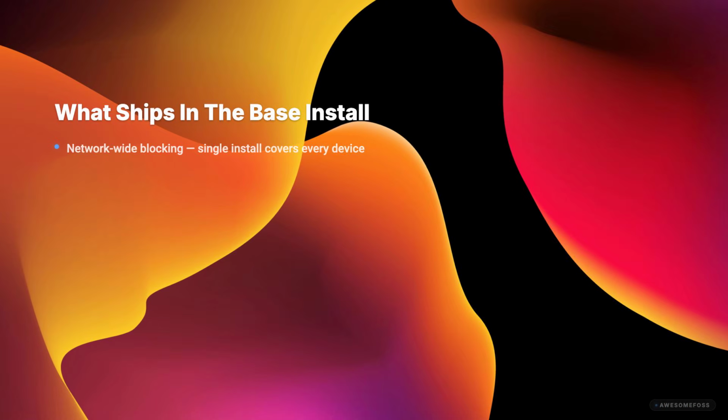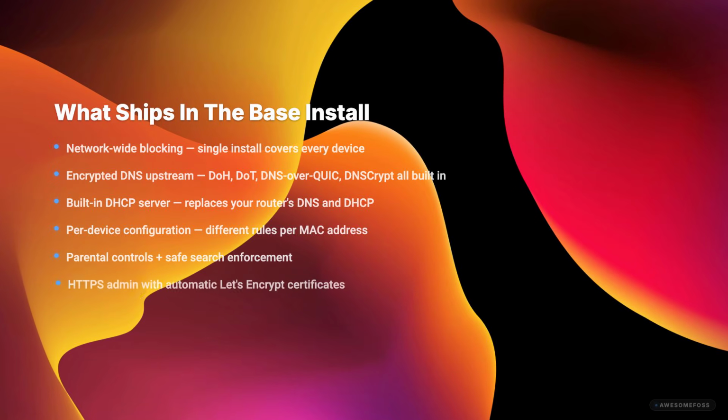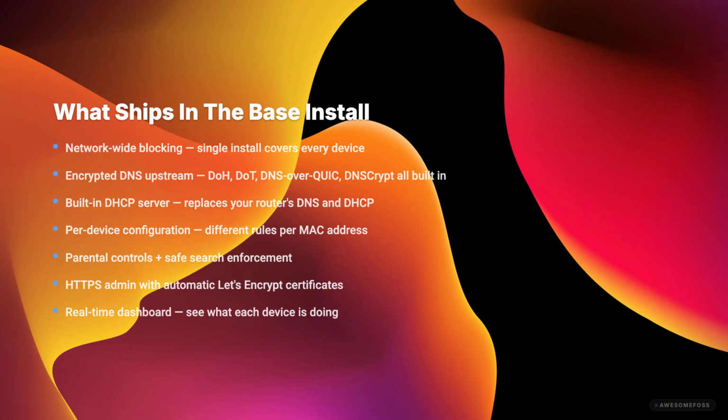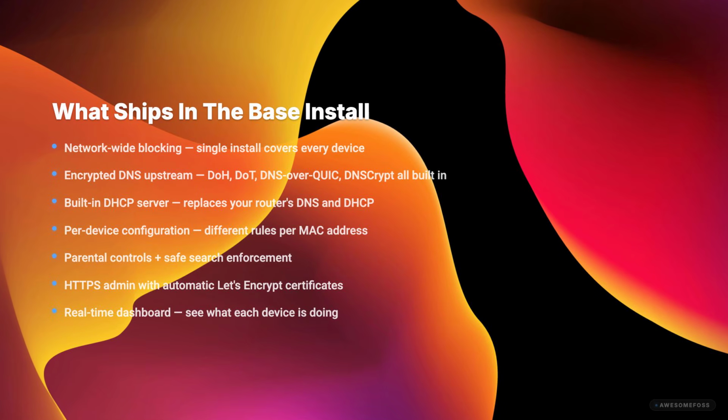What ships in the base install covers the entire surface area of consumer-grade DNS protection. The DNS server itself is the foundation, handles upstream resolution against your choice of public resolvers with full DNS-over-HTTPS, DNS-over-TLS, DNS-over-QUIC, and DNSCrypt support, so your queries never leak in plain text to your ISP. A real built-in DHCP server means AdGuard Home can become your router's primary DHCP and DNS, which is the cleanest deployment for a home network.